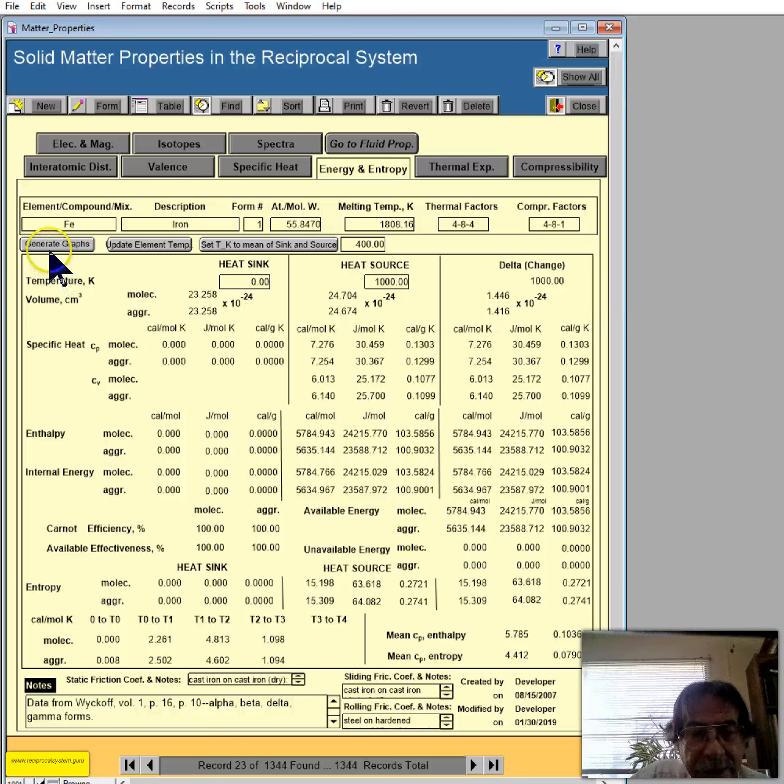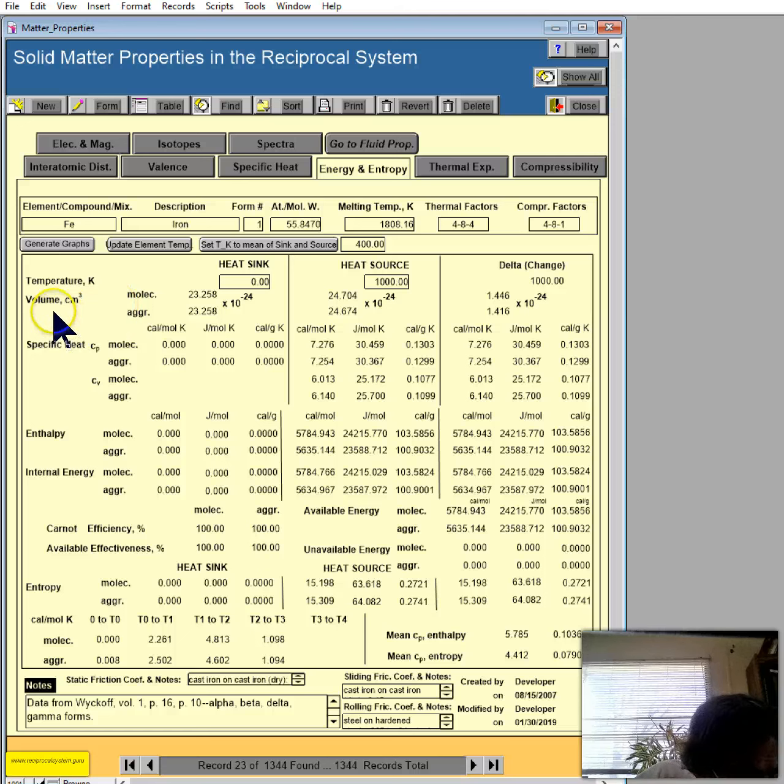And then I calculate the Carnot efficiency and the available effectiveness, which is 100%. So if you can run a thermal cycle and go down to 0 K, you can have 100% effectiveness, which is nice. That's the available energy, that's the unavailable energy. And here's the entropy for the heat sink, which is of course zero. Here's the heat source.